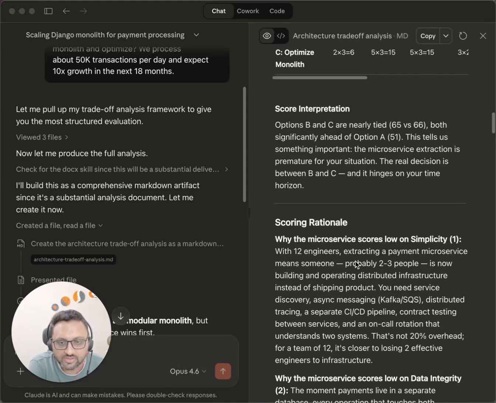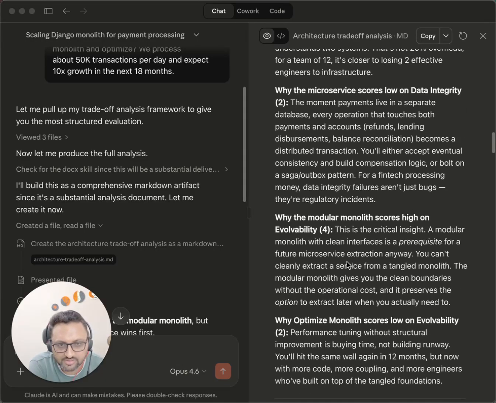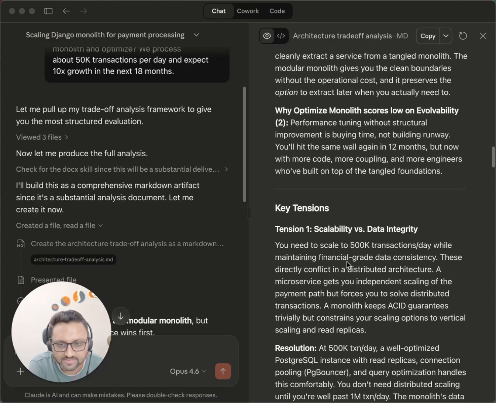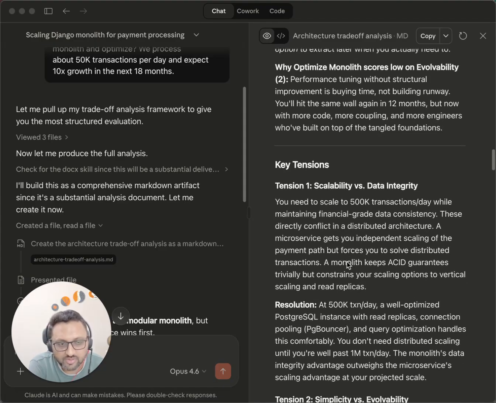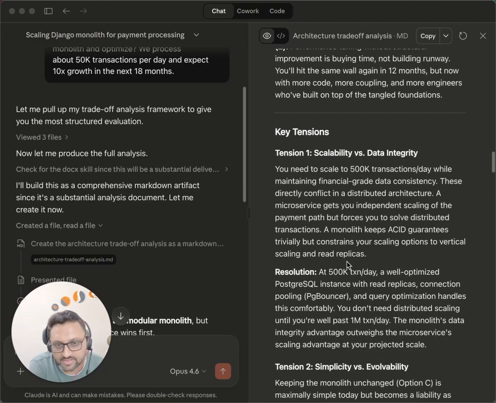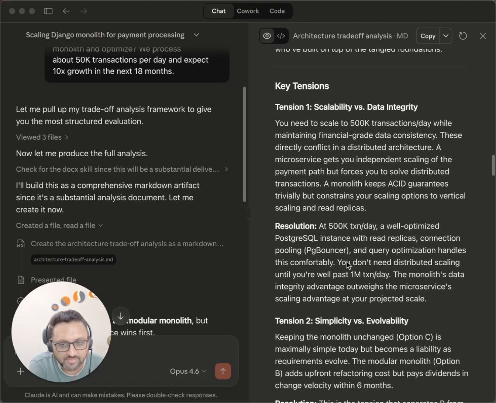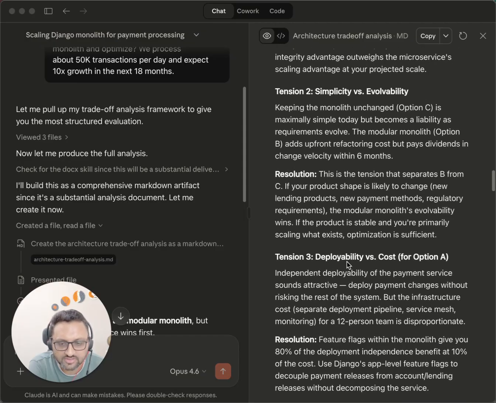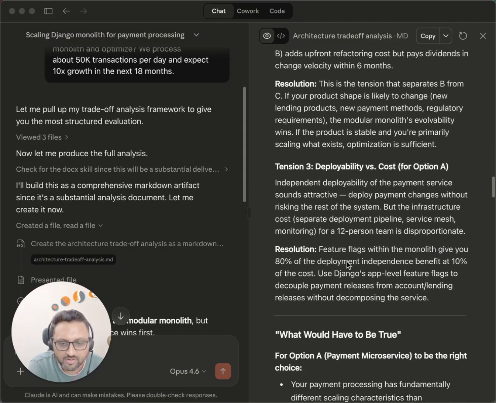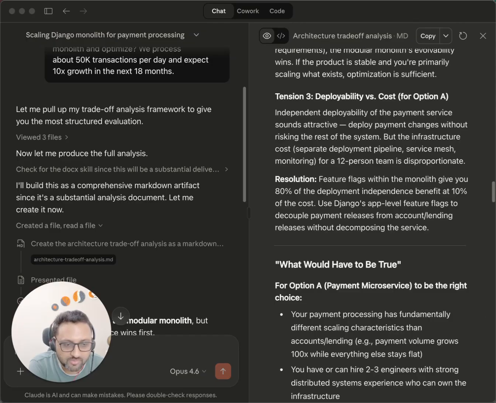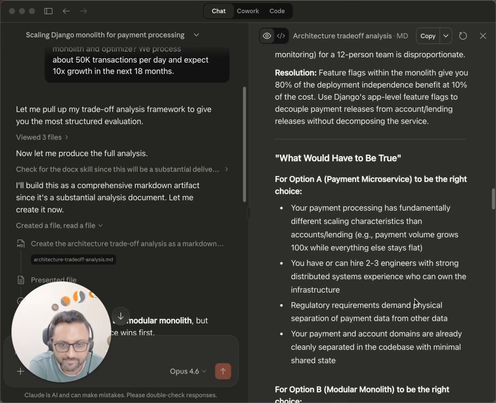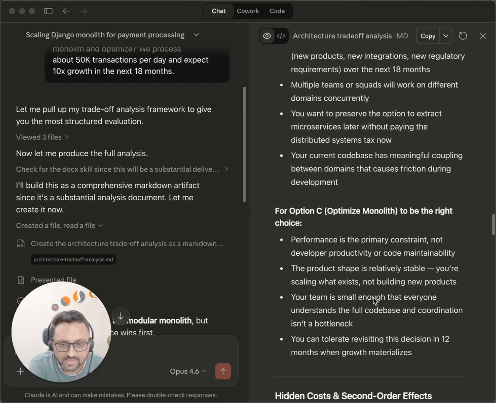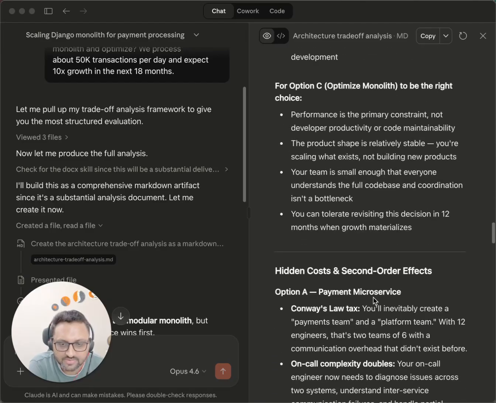It's going to give you the whole scoring rationale so that there is no guesswork. Now it talks about the key tensions, like scalability versus data integrity, resolution, and what the various different tensions are. It talks about what would have to be true. If you're familiar with Roger Martin's strategy framework, it does that part too. You can see the details about the various options.